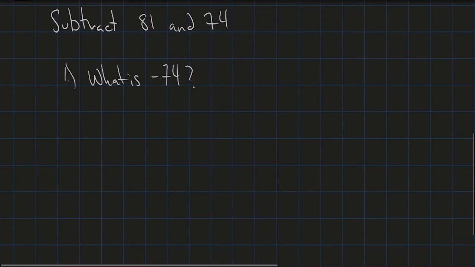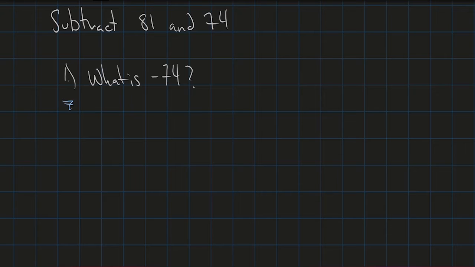Now if we wanted to subtract two numbers, we would have to add a negative number, because subtraction is the same thing as adding a negative number. So if we want to subtract 74 from 81, we start by finding negative 74 in binary. So how would we represent negative 74 in binary?